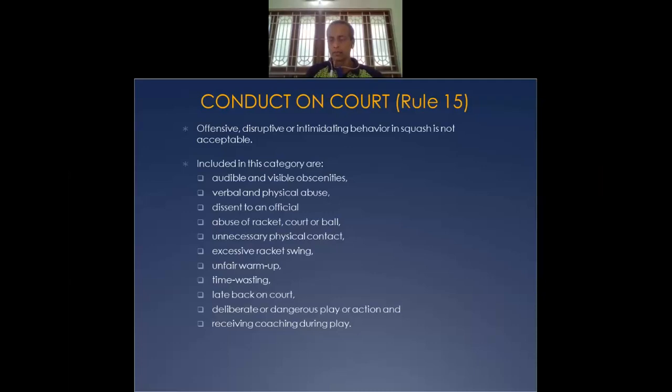Unnecessary physical contact happens where the player takes a line to the opponent, and not to the ball. Where he could have played the ball, instead he goes to the player. It has to be checked immediately and he has to be warned, or if he repeats, he has to be given a stroke. Depending on the gravity of the offense, you will have to give the appropriate check.